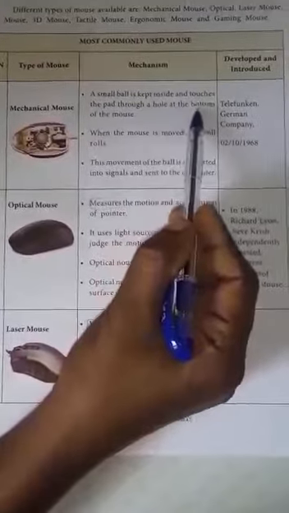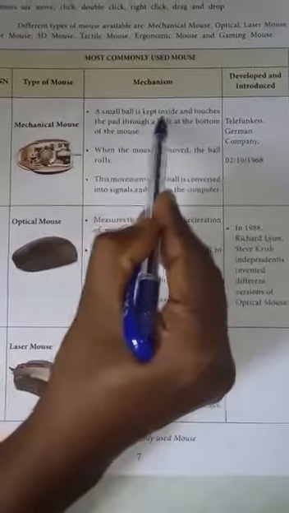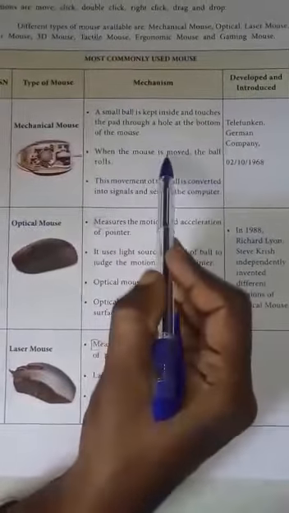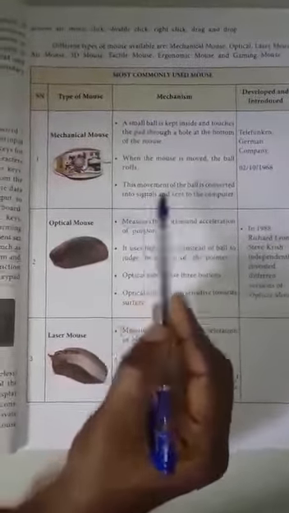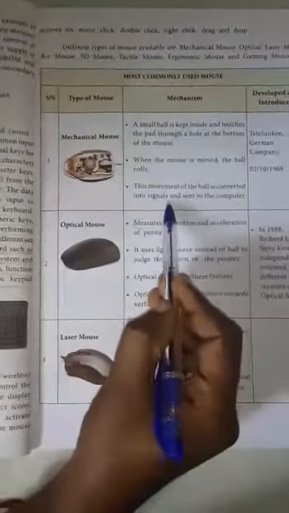In a mechanical mouse, a small ball is kept inside and it touches the pad through a hole at the bottom of the mouse. When the mouse is moved, the ball rolls. This movement of the ball is converted into signals and sent to the computer.